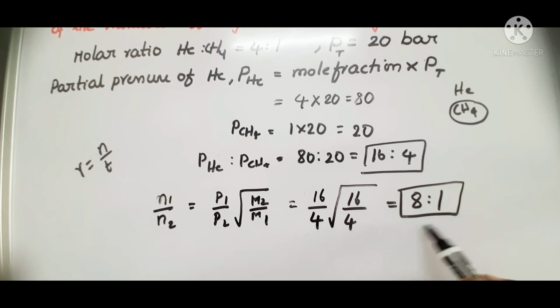Here it is very logical. See, here the moles of helium is more. Why? Because helium molecular weight is less than methane. Less molecular weight gas will effuse firstly, right? Very fastly. Then heavier molecular mass gas will effuse in smaller quantity. That means you have 8 is to 1 composition.